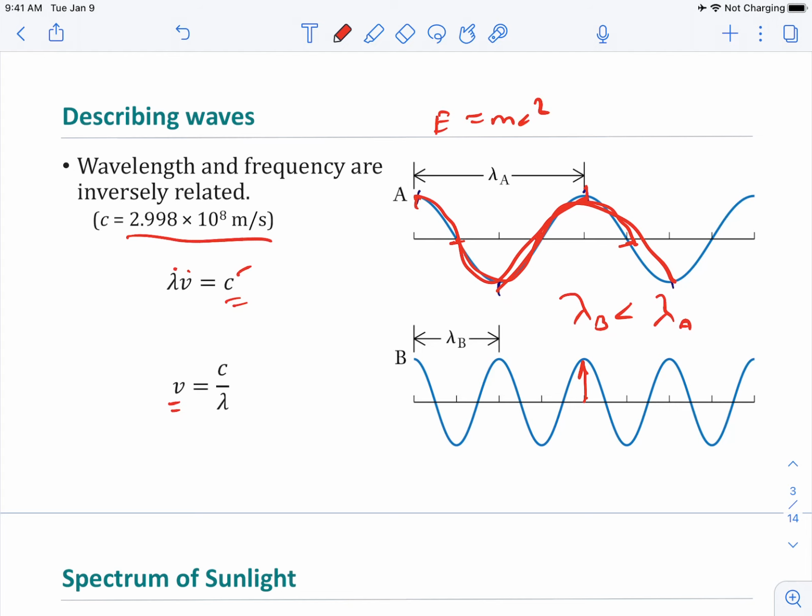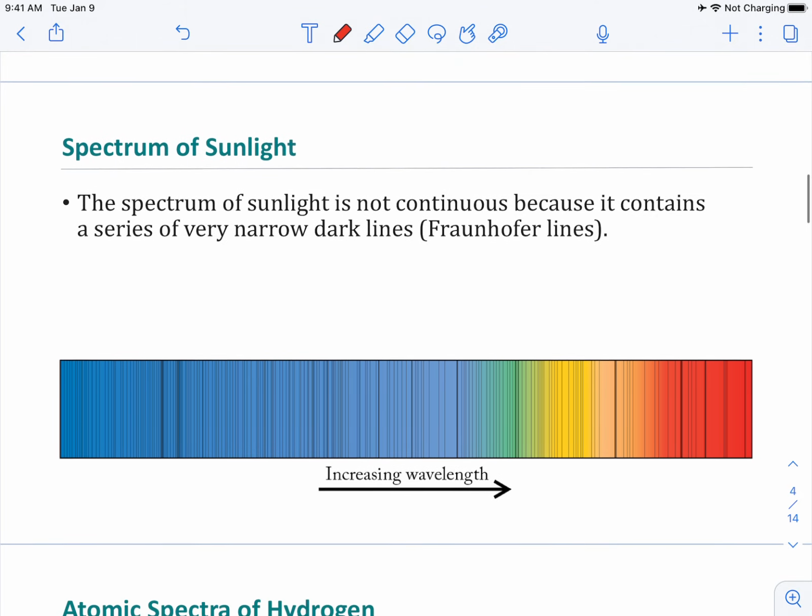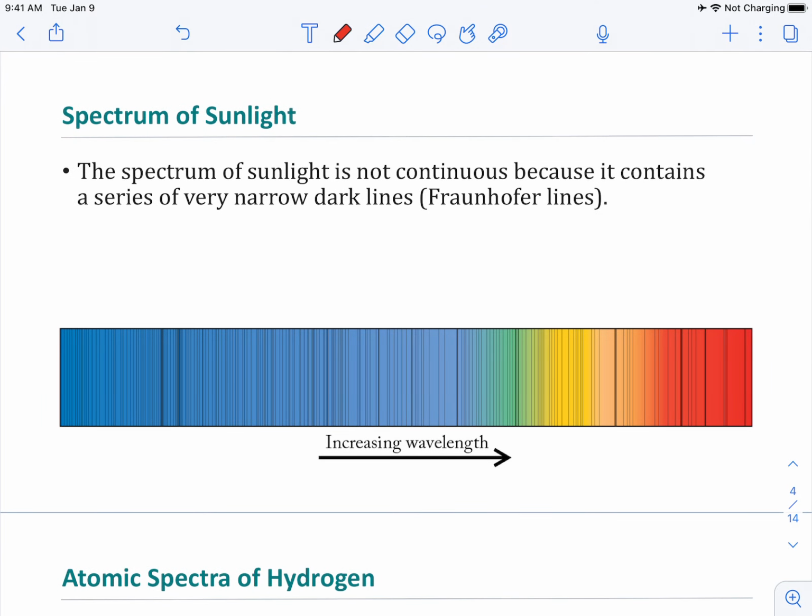So now, early scientists always thought of the sun as having a continuous spectrum. Then people started to get better instruments and better spectroscopes and started to look at light a little bit closer and realized actually there was a bunch of dark lines. So it wasn't truly a continuous spectrum. So the question is, well, what's going on? Why are there all these black lines?